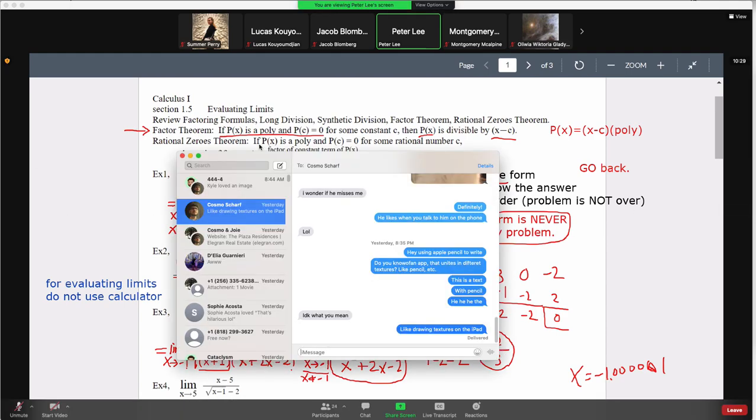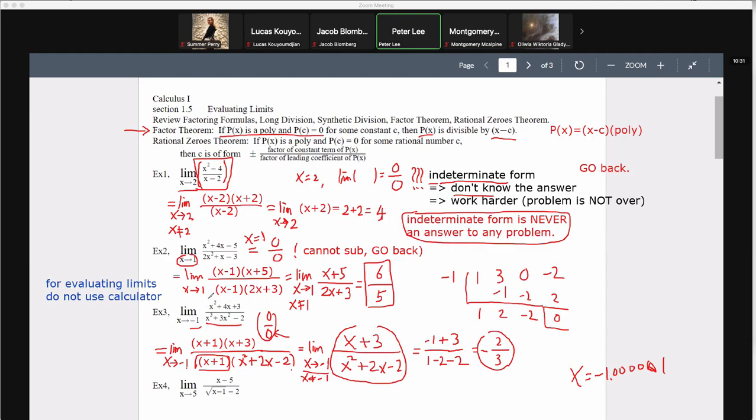So the idea is, if you get 0/0, then somehow we have to change this form. And one way to change the form is by factoring and reducing. That's one way. But we have a few ways here, so this is not over yet. Okay? So that's the idea. So again, let's reinforce this idea. I'm going to save this and then clear all this.